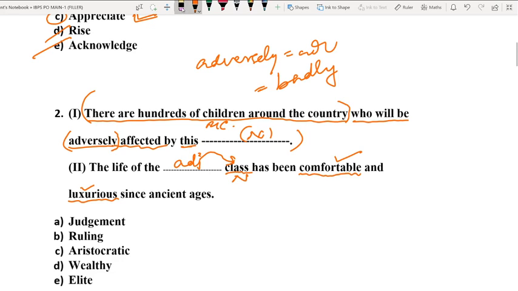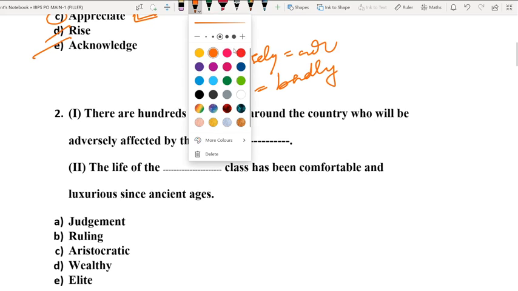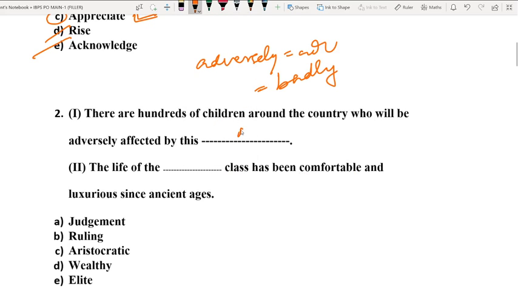So now let us start looking at the options, and I am sure we are going to get the answers. But prior to that, let me remind you once more that we need a word which should be a noun here and which should be an adjective here.